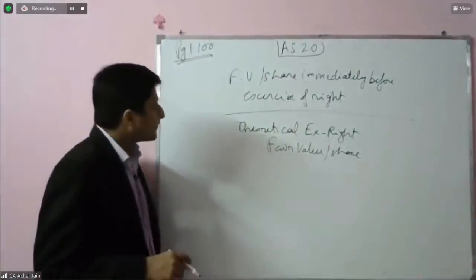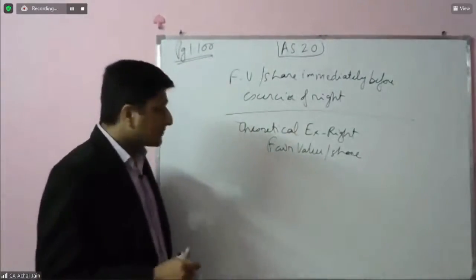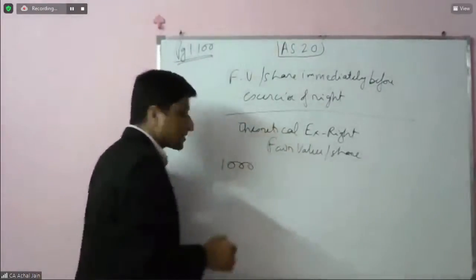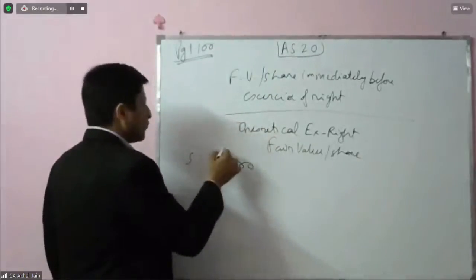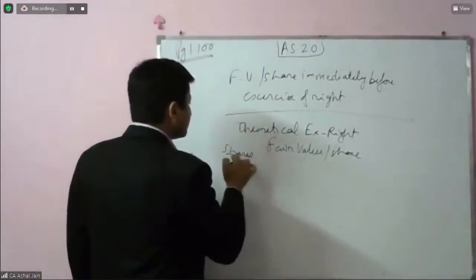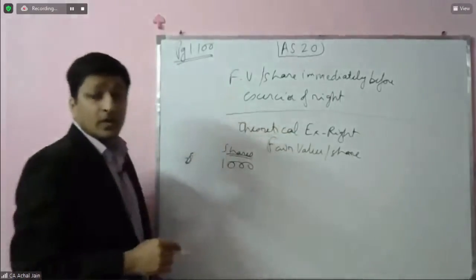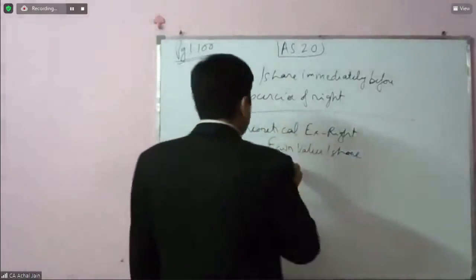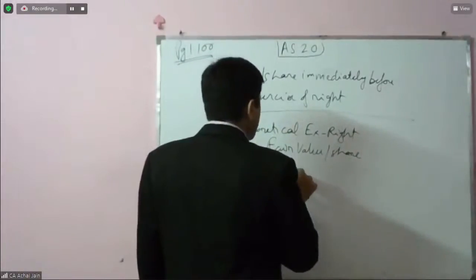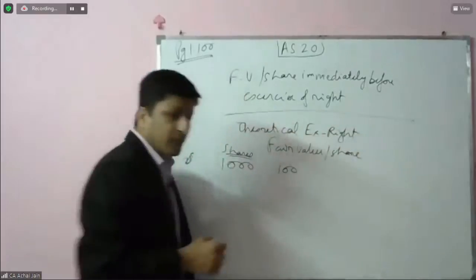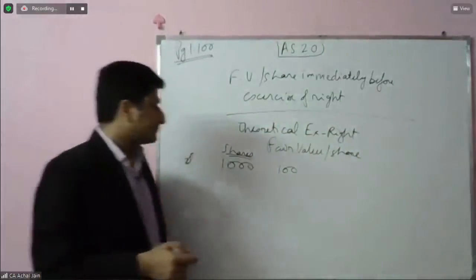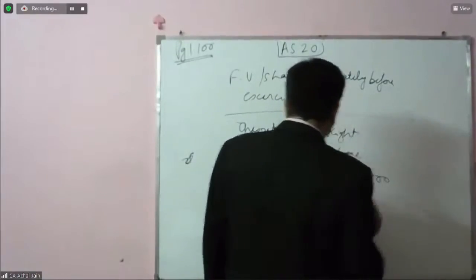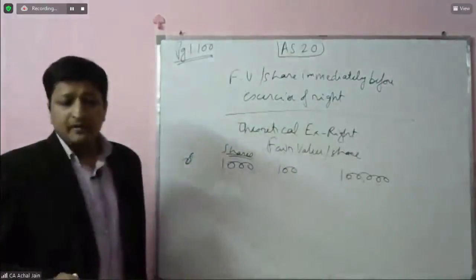So let's suppose, as we discussed, there were 1,000 shares. What was the number of shares? 1,000. And before exercise of right, means before right issue, its market price was 100. So what will be the amount? It will be 1 lakh. Correct? It will be 1 lakh.